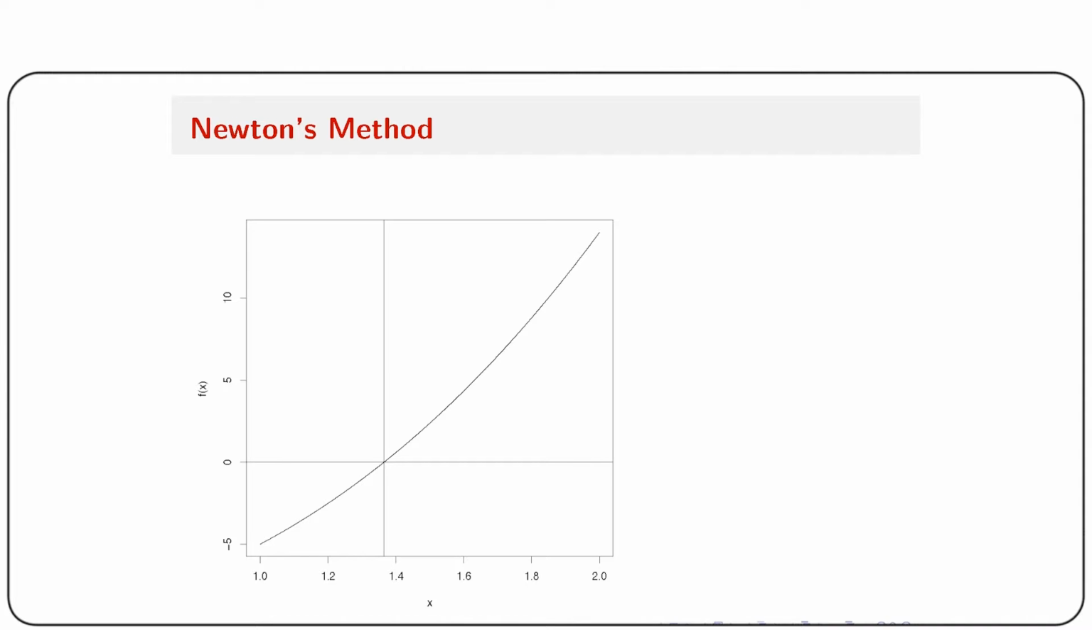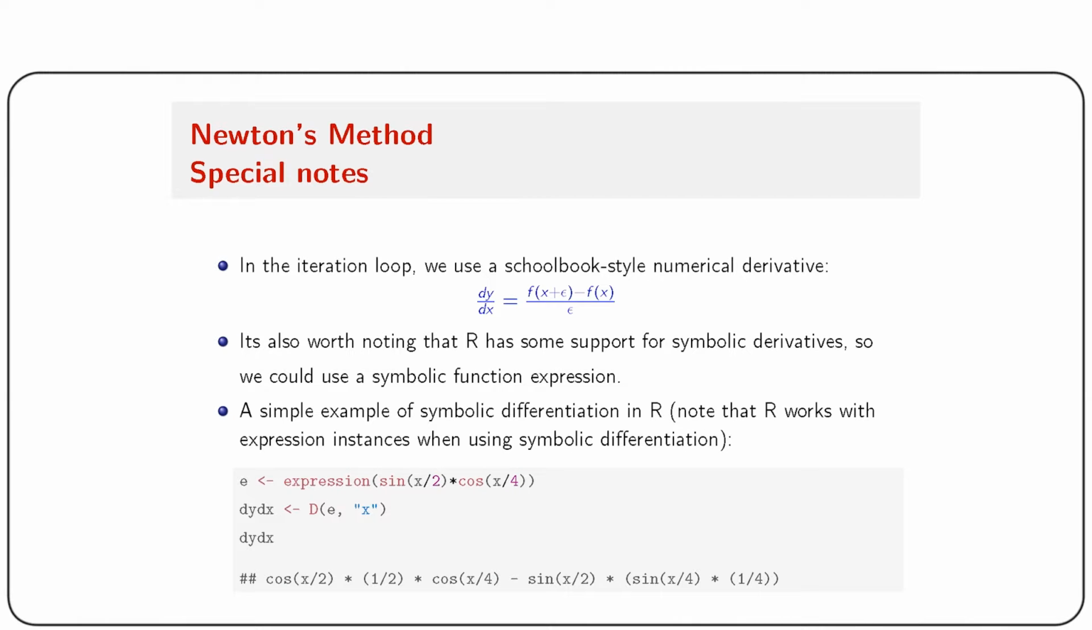The intersection point between the horizontal zero line and the vertical line at this p, 1.36523, will give you the actual solution. So the abscissa is 1.36523. In the iteration loop, we used the schoolbook style numeric derivative, dy/dx as (f(x plus epsilon) minus f(x)) by epsilon, and epsilon should tend to 0 actually.